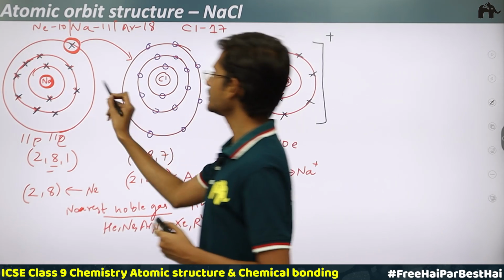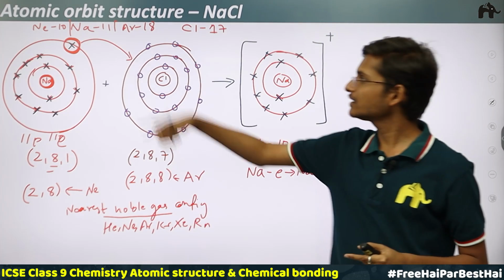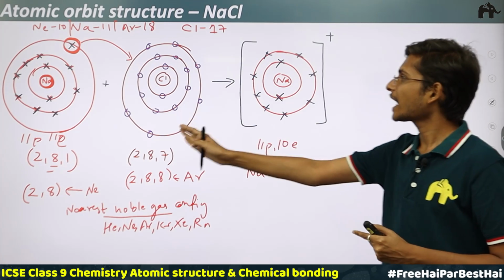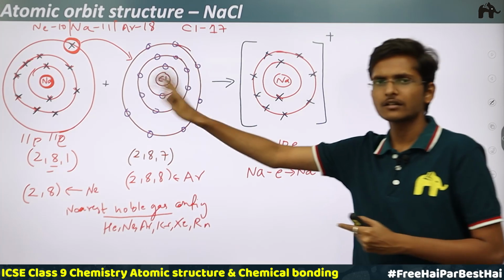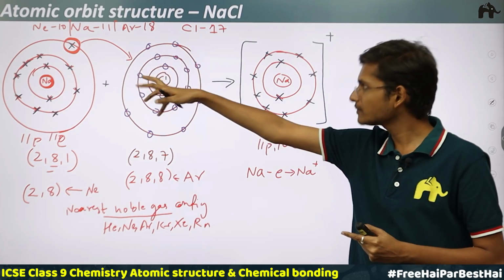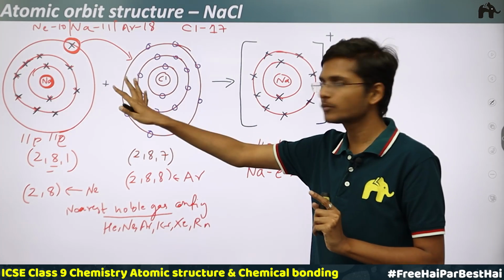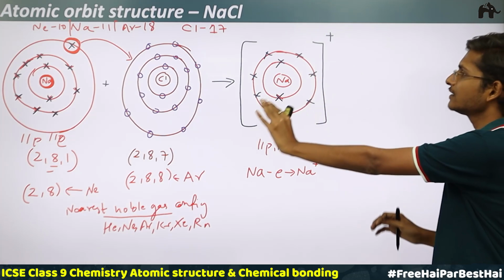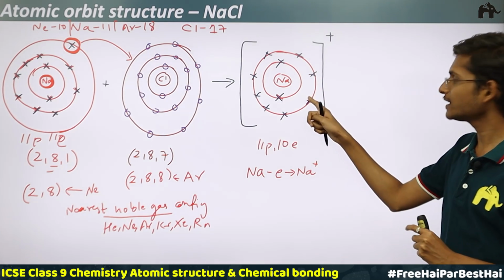So what happened? Sodium atom and chlorine atom, they combined. How did they combine? Sodium atom lost 1 electron to the chlorine atom. Chlorine atom gained that electron. Means sodium atom donated that electron to the chlorine atom, and chlorine atom accepted the electron from the sodium atom. So there took place a transfer of electron, loss and gain of electron, and then eventually sodium atom got converted into sodium ion.